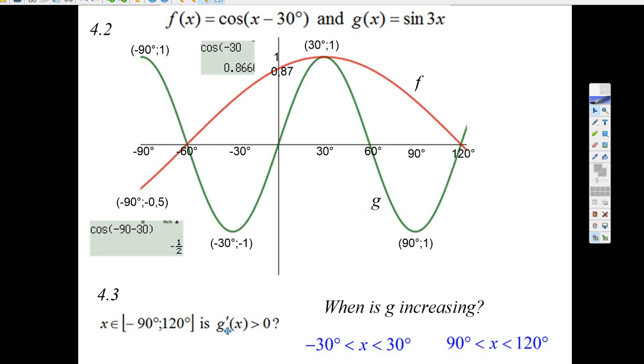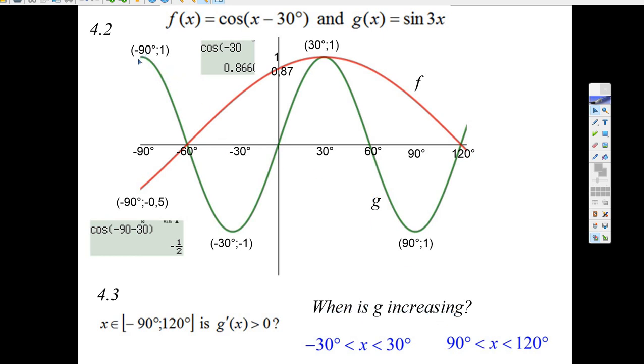Now this is a calculus thing we haven't quite got to yet, but question 4.3, what they're saying is, we don't know what it means when the derivative is greater than 0. But when the derivative is greater than 0, what they're really asking is, when you're moving from left to right, is it getting bigger? Where is g increasing?